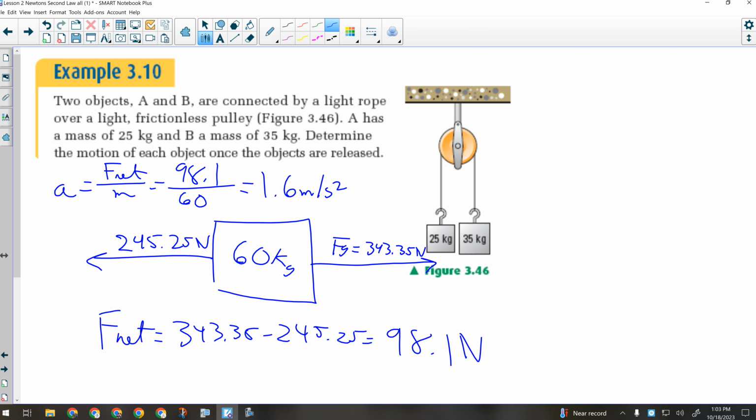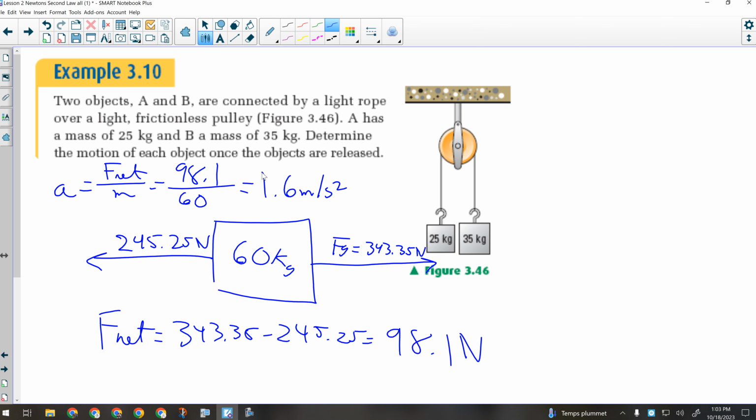Okay. What's missing from my answer? Okay, direction. Here's how this gets weird with what we're doing. Okay, the question asks, describe the motion of each object once the objects are released. Well, each object is going to accelerate at 1.6 meters per second squared. One of them is going to be down and the other is going to be up.